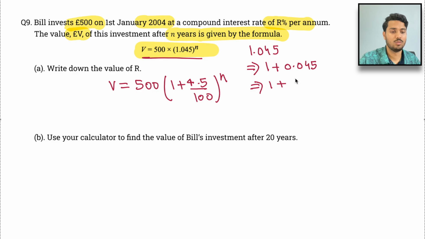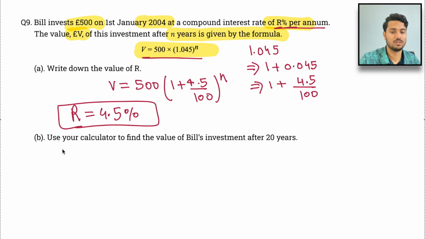Now 1 plus 0.045 can be written as 4.5 upon 100. So that's what I am writing over here. So the rate of interest R, we have to find the value of R percentage per annum. So R is going to be 4.5%. That's the answer.